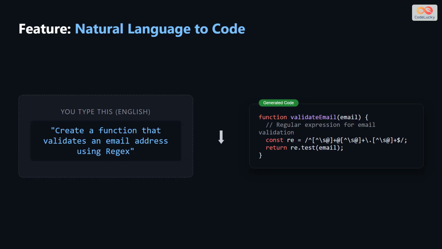Another powerful feature is converting natural language into code. You can simply describe what you need in plain English, such as asking for a function to validate an email address. The AI interprets your request and instantly generates the correct syntax and logic to achieve that goal.